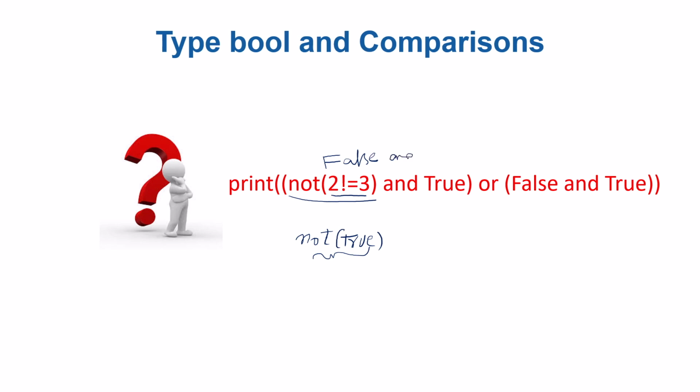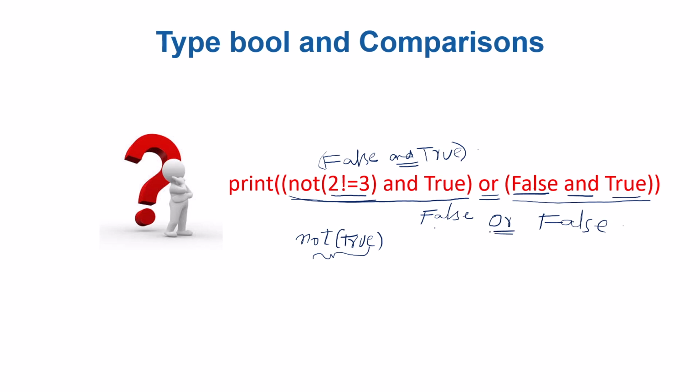Now false and true, that is false. So this whole thing here till here is false. Now we have or, and then we have false and true. Now false and true is false. So this whole thing is false, this whole thing is false, and or between. So false or false, it is false. So the answer to this question is false.